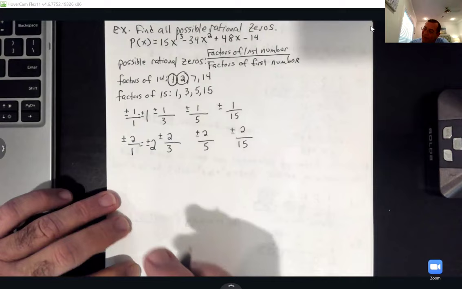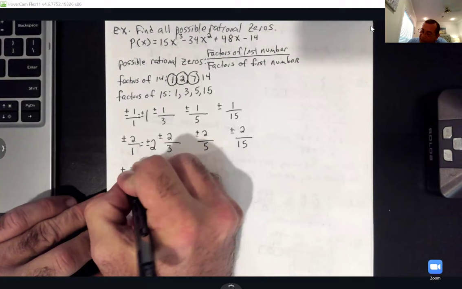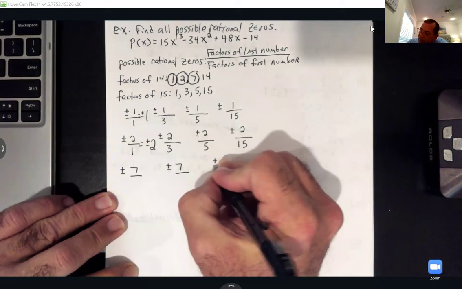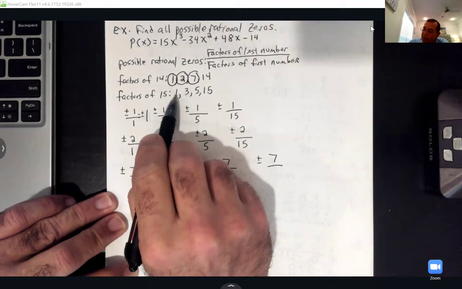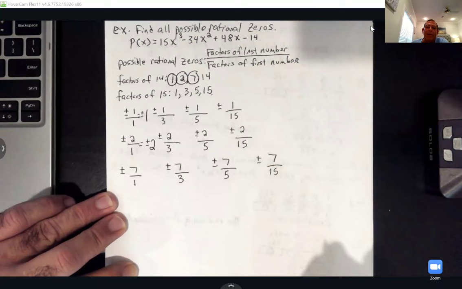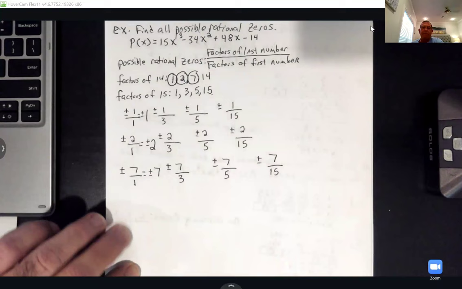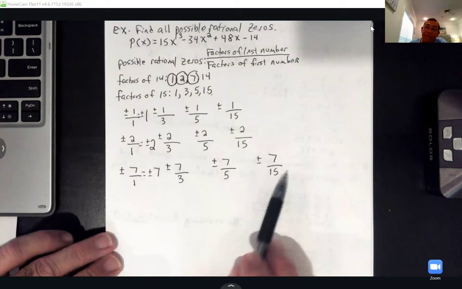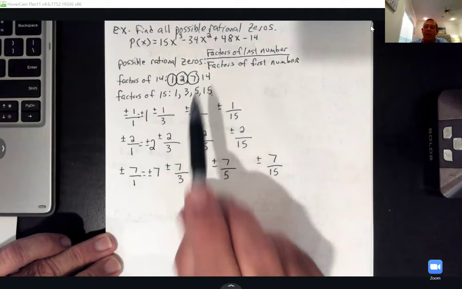All right, so let's keep going. We got a 7 here. So plus or minus 7. Got to do this 4 times again. So divide by the 1. Divide by the 3. Divide by the 5. And then divide by the 15. And y'all, if you notice, this one will reduce to a plus or minus 7. Well, that just added 2, 4, 6, 8 more. So we're up to 24 possible zeros. And I still got my last number to go, which was my 14. So plus or minus 14.